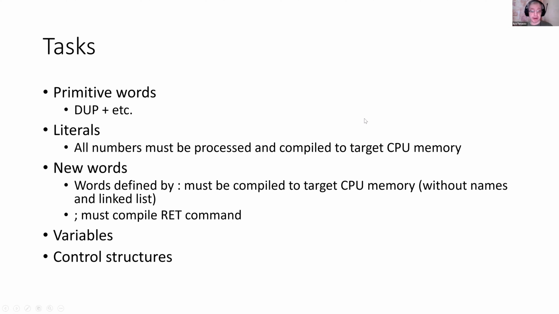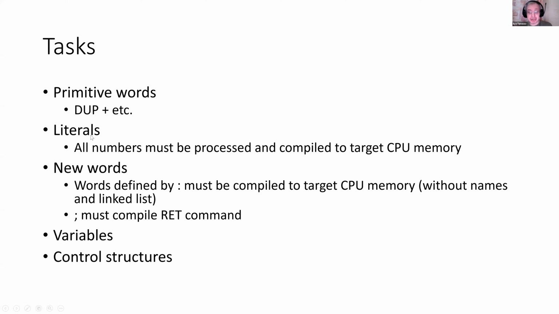And briefly, what we need to implement a working cross-compiler for Forth. The first task is very easy. We need to describe primitive words like DUP, plus, and so on. This is very easy because every word has a corresponding CPU code.